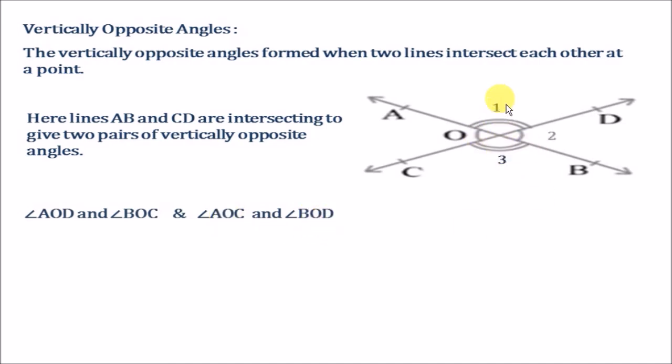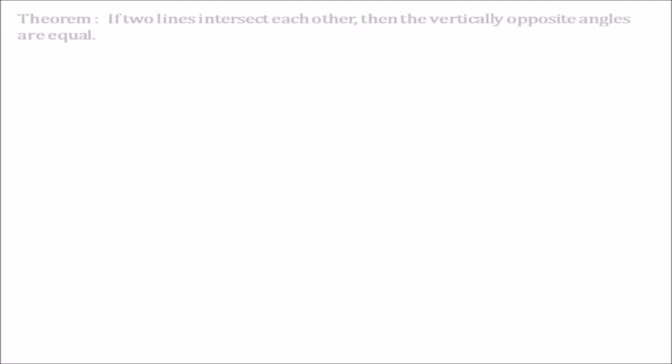and angle BOD. In order to name the angles, we can use the name of the points, or we can put numbers as well to denote the angles, whichever is convenient to us. Now we will prove a theorem. The statement of the theorem is, if two lines intersect each other, then the vertically opposite angles are equal.